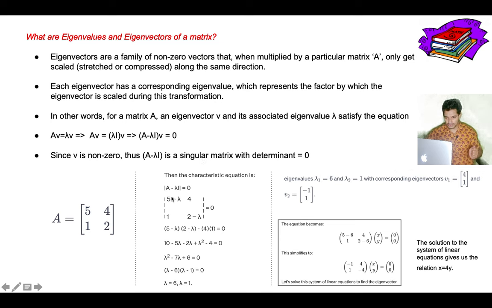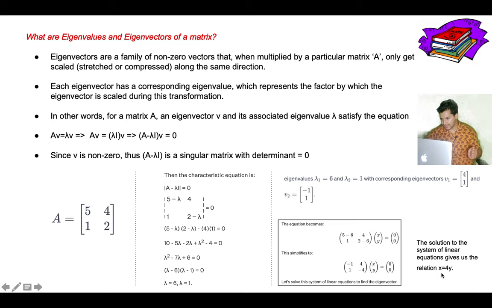So the determinant is 0. Let's say for some matrix A equal to [5, 4; 1, 2], if we calculate the determinant of A minus lambda I and set it equal to 0, then we can find the value of lambda. Lambda equals 6 and lambda equals 1. And when we put this back in the matrix, let's say start with 6: 5 minus 6, 4, 1 and 2 minus 6, we can solve and we can get the family of vectors.